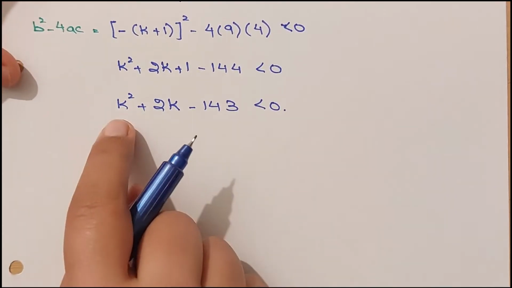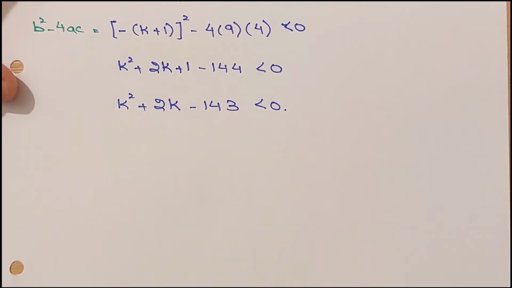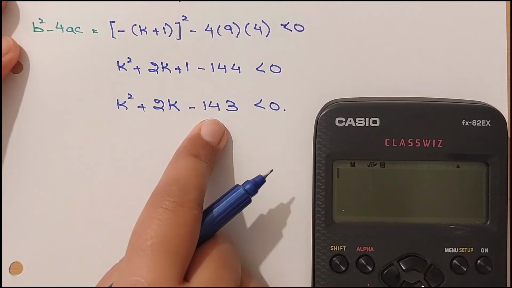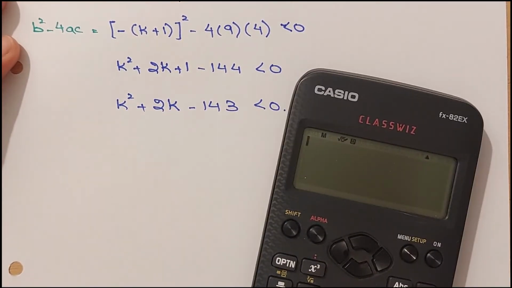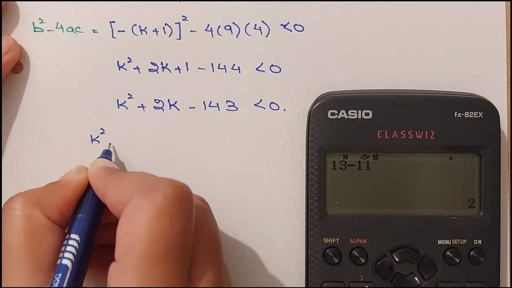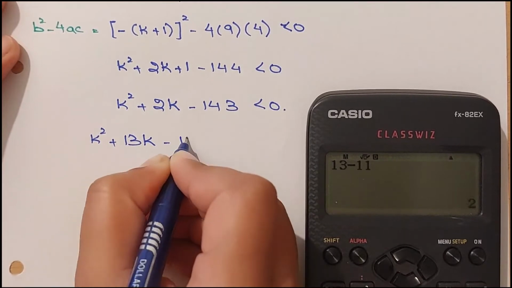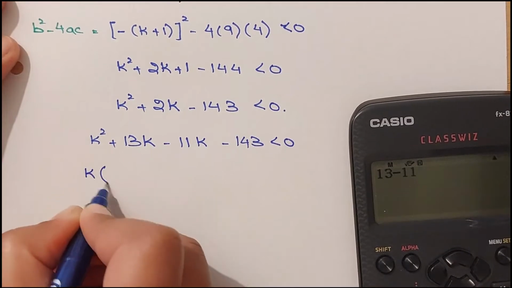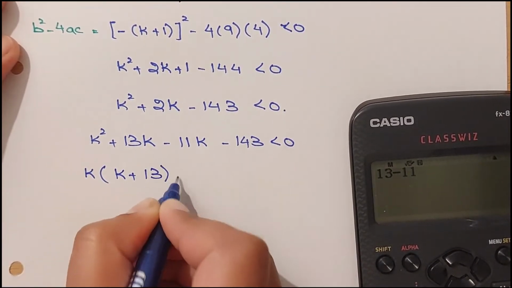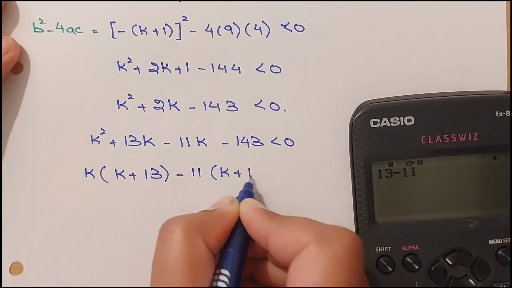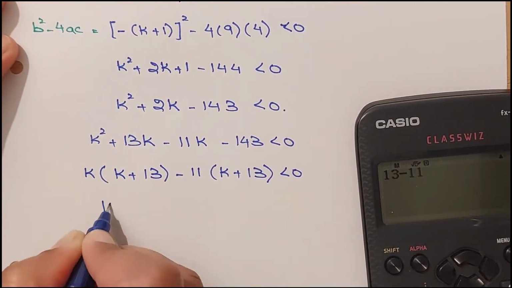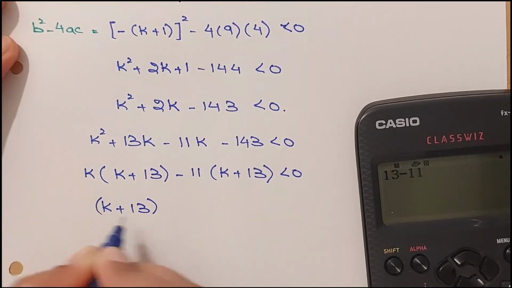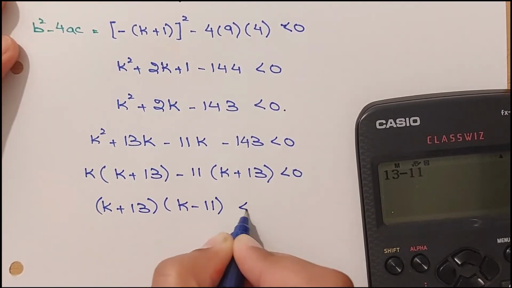Right. Now this is a quadratic equation in k. Let me find the 2 k values. Let me factorize this. 1 times minus 143 is negative 143. And 11 times 13 is 143. And 13 minus 11 is 2. k² plus 13k minus 11k minus 143 is less than 0. So k is common, k plus 13 is left. Negative 11 is common, k plus 13 is left. So now the factors are k plus 13 and k minus 11 is less than 0.